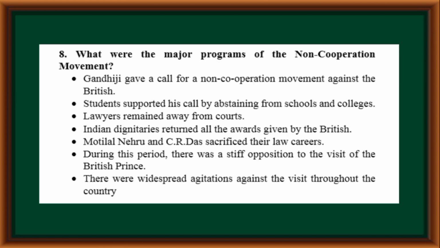What were the major programs of non-cooperation movement? Gandhiji gave a call for non-cooperation movement against the British. Students supported his call by abstaining from schools and colleges. Lawyers remained away from courts. Indian dignitaries returned all the awards given by the British. Motilal Nehru and C.R. Das sacrificed their law careers.